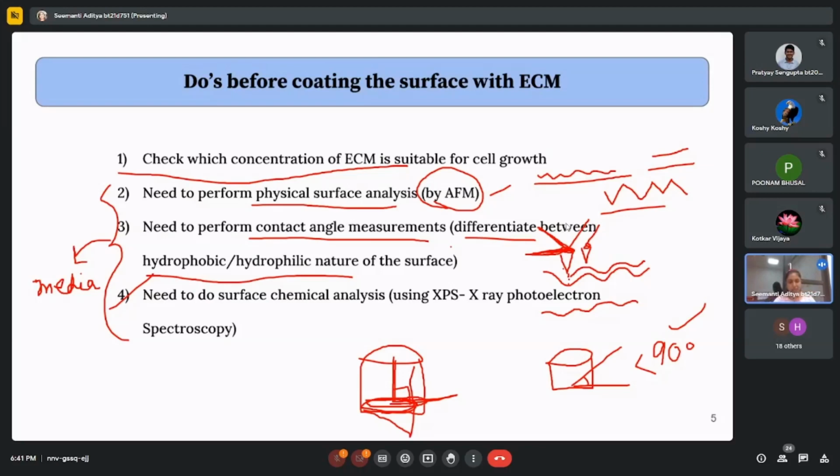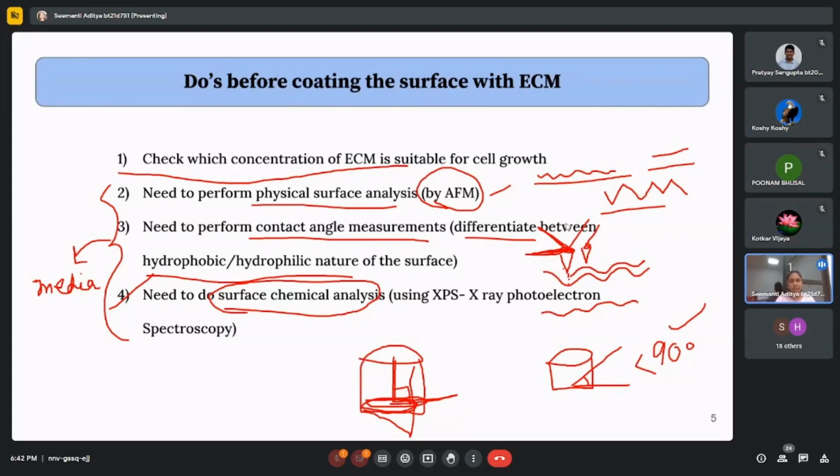But the initial method for how we need to standardize the concentration, and how we need to see whether the surface properties have been changed a lot or not, these are the techniques. So after doing the physical surface analysis and the contact angle measurements, which is done using a goniometer, we need to do surface chemical analysis. Basically, surface chemical analysis will tell us whether the surface has a certain kind of atom or not.